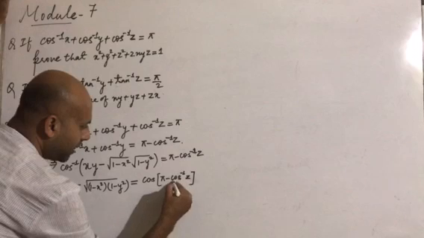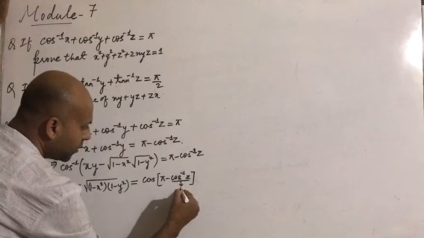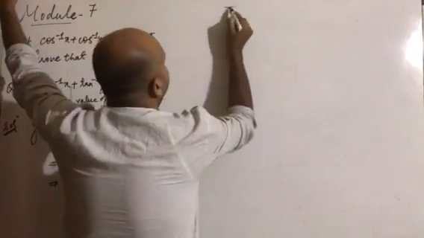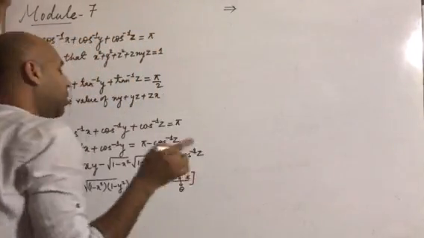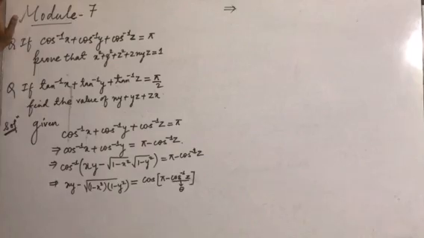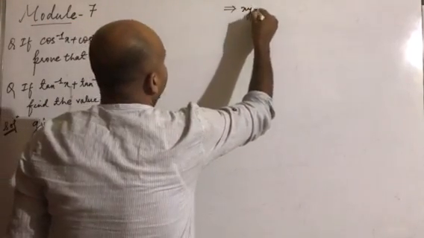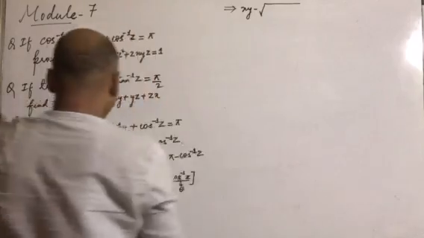Is it clear? Again, I'll consider this one as theta. So this will be in the form of cos of 180 minus theta. Cos 180 minus theta lies in which quadrant, children? It will be lying in the second quadrant, and in the second quadrant, you know, cos will be negative. So cos of 180 minus theta will be equal to minus cos theta.